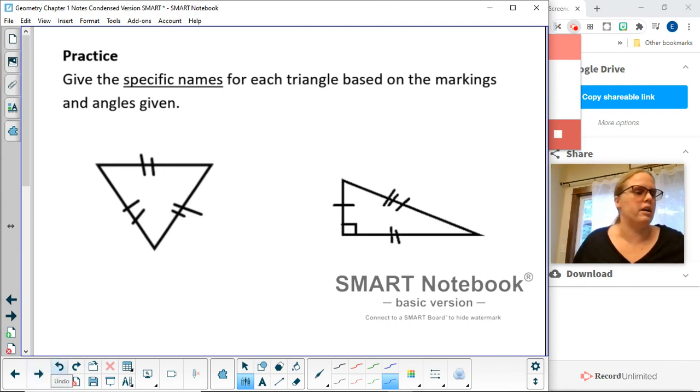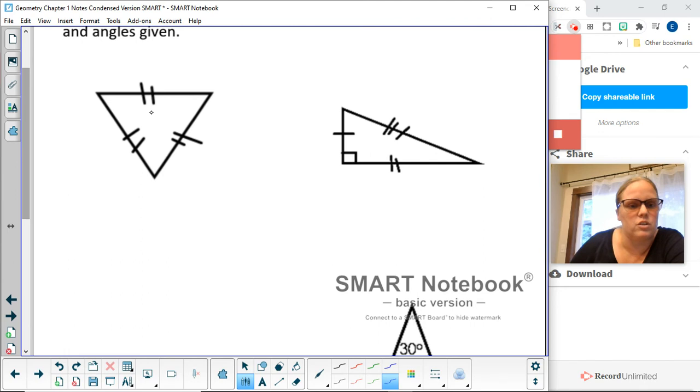All right, over on the right of our notes, we do have some practice naming these specific triangles based on their markings. So looking at this first triangle, I can see I've got 2 hash marks, 2 hash marks, 2 hash marks, which means 3 equal sides. And anytime you have all of the sides the same, this is equilateral.